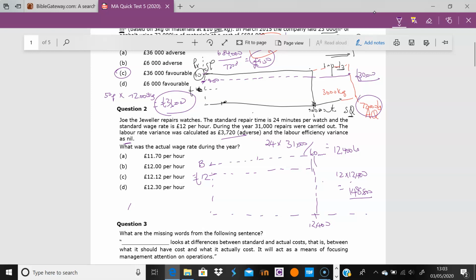So in effect, 12,400 times B minus 148,800 is equal to 3,720, I paid too much, right? There's a number of ways you can look at it, but as long as you can see where we're going here, the key point is you've spent more than you should have. How much more? Well, you spent 3,720 more than the 148,800 we were expecting. So 12,400 times B is equal to 3,720 plus 148,800.